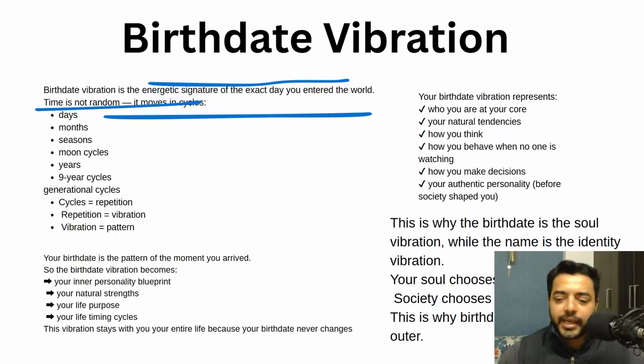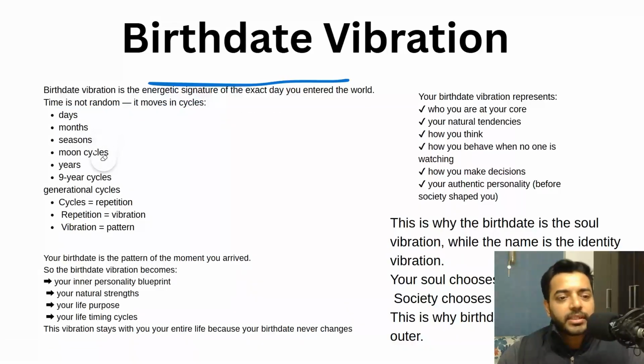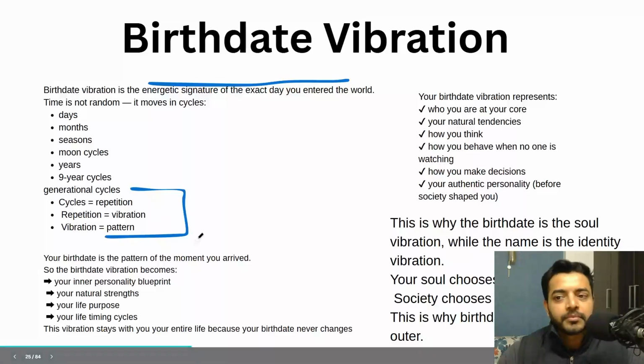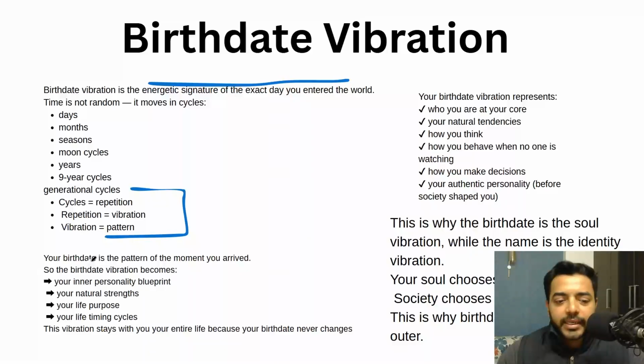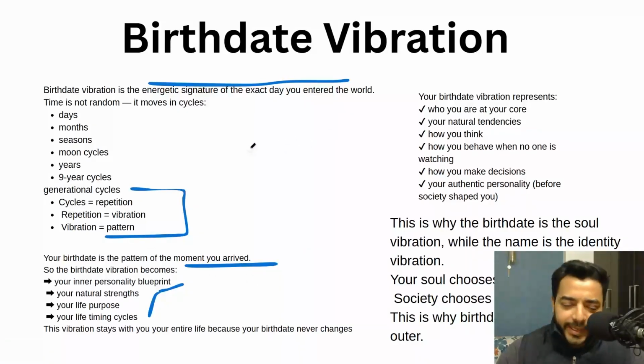Time is not random. Time is never random. Time always moves in cycles. That is days, months, seasons, moon cycles, years, 9 year cycles. So we will also learn something called personal year, personal day, and personal month at the end of this, right? So if you see, time can always be measured in terms of cycles. Time itself is a pattern, right? So your birth date is a pattern of the moment you arrived. So the birth date vibration becomes your inner personality blueprint, your natural strengths, your life purpose, and your life timing cycles. So your birth date is essentially your inner vibration, how you feel from inside.